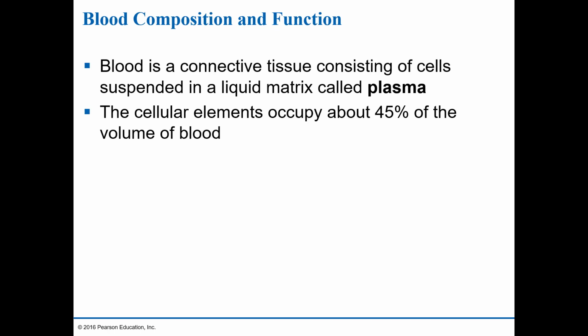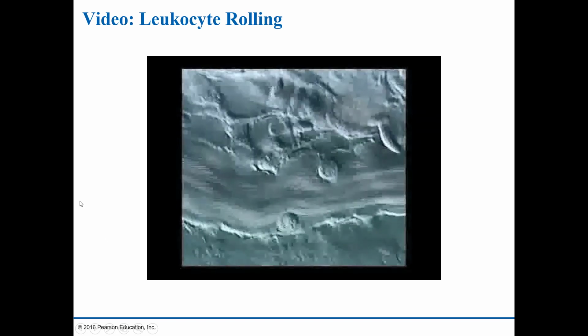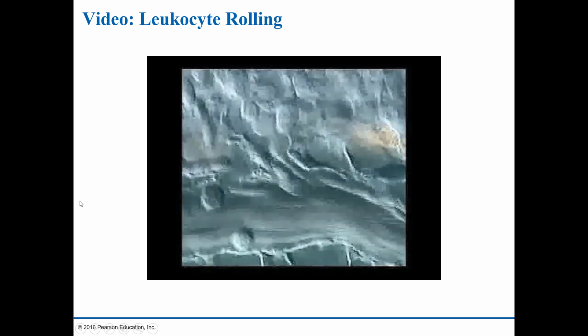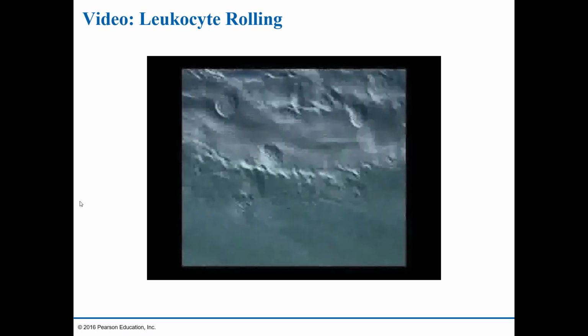Cellular elements occupy about 45% of the volume of blood. So the plasma makes up more than half of what the blood actually is. So you've heard about that, right? You can give plasma, or you can give red blood cells, or they can test you for your white blood cells. You can also get white blood cells. Your blood is not just one thing. It's not just red blood cells. It's made up of many, many different things. And this is just a video showing how the blood cells, the individual cells, are rolling through there. It's pretty fast and kind of amazing.